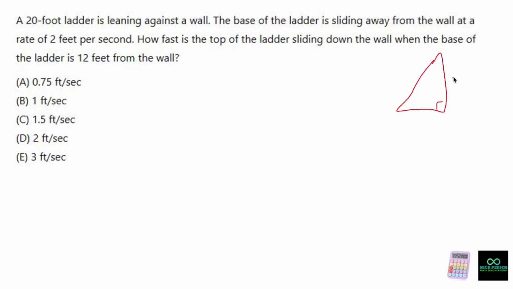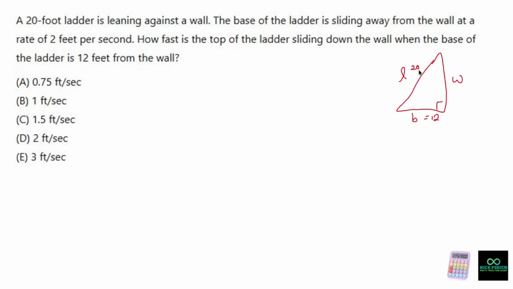This is the wall. I'll call it W. This is the base, I'll call that B, and this would be the ladder leaning up against it. We'll call it L. What I know is that the ladder is definitely 20 no matter what. I know that this is a right triangle. What I also know is at the moment the base of the ladder is 12 feet away from the wall. So this is always going to be changing, but at this very moment we have 12.